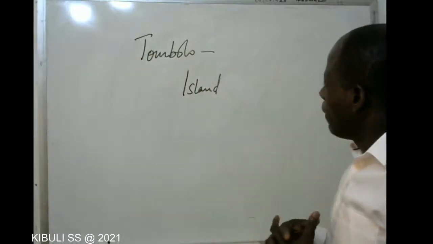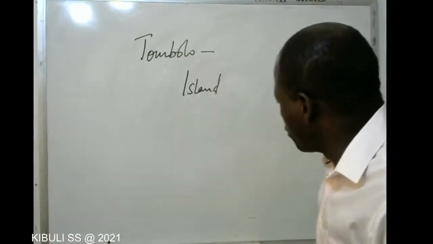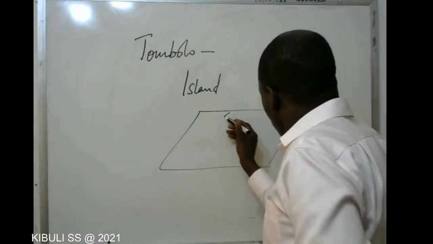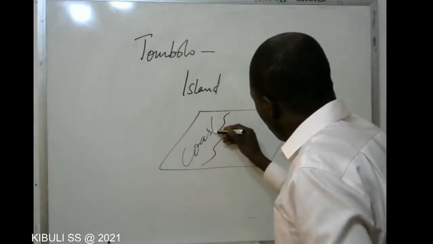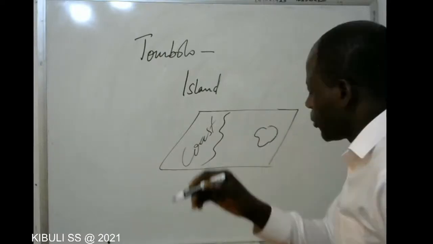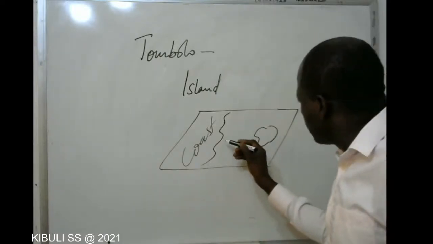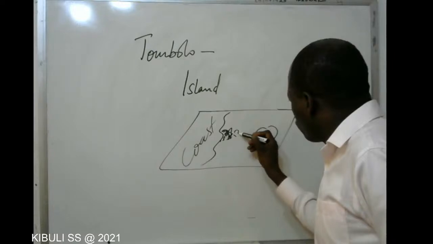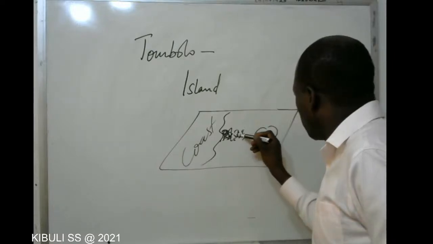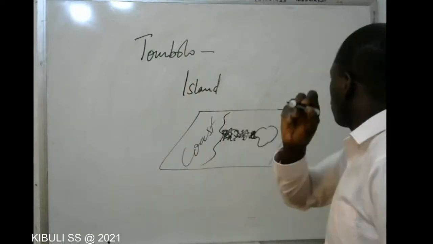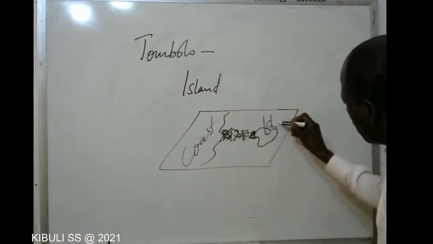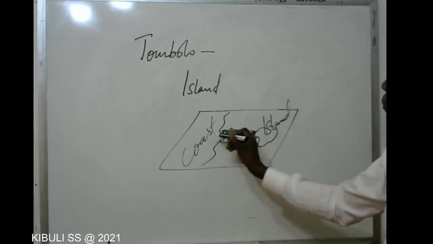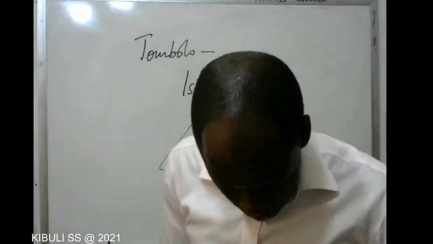So if this is our coast, and we have an island near the coast, and it so happens that materials begin to accumulate in the form of a spit from the coast, and then gradually grow towards the island and connect to the island. So if this is the coast and this is our island, this ridge of sand that connects the coast to the island is what we are calling the Tombolo.